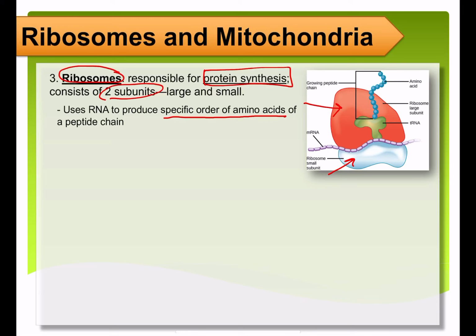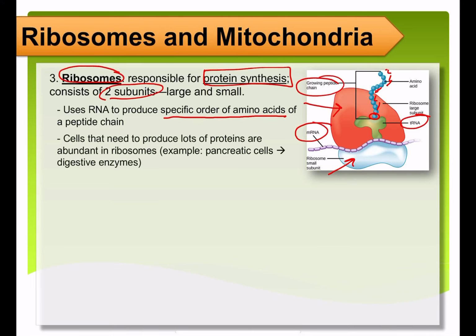So what determines that is the mRNA, and then the tRNA will bring in the specific amino acid to string them up together by production of a peptide bond between the amino acids to give you a growing peptide chain. Okay. All right. Cells that usually need to produce a lot of proteins are abundant in these ribosomes.